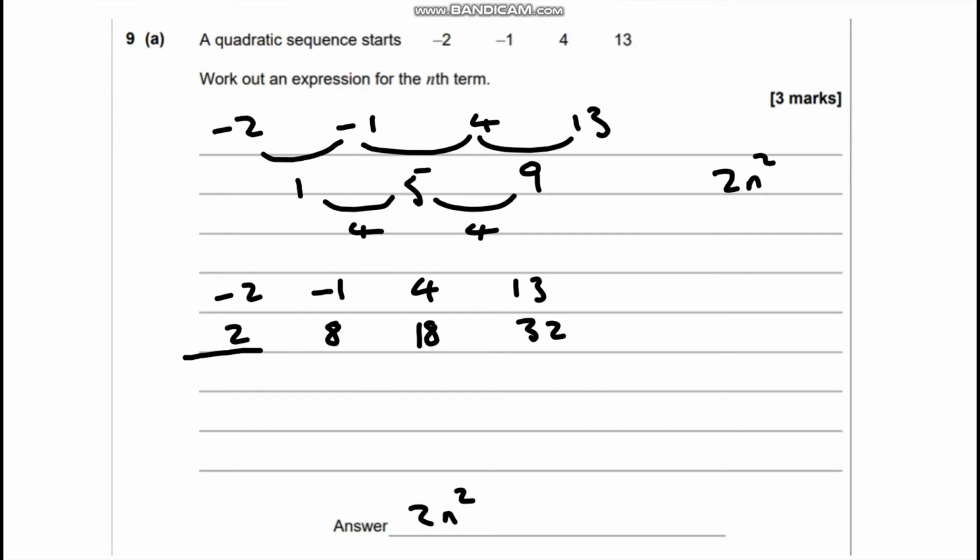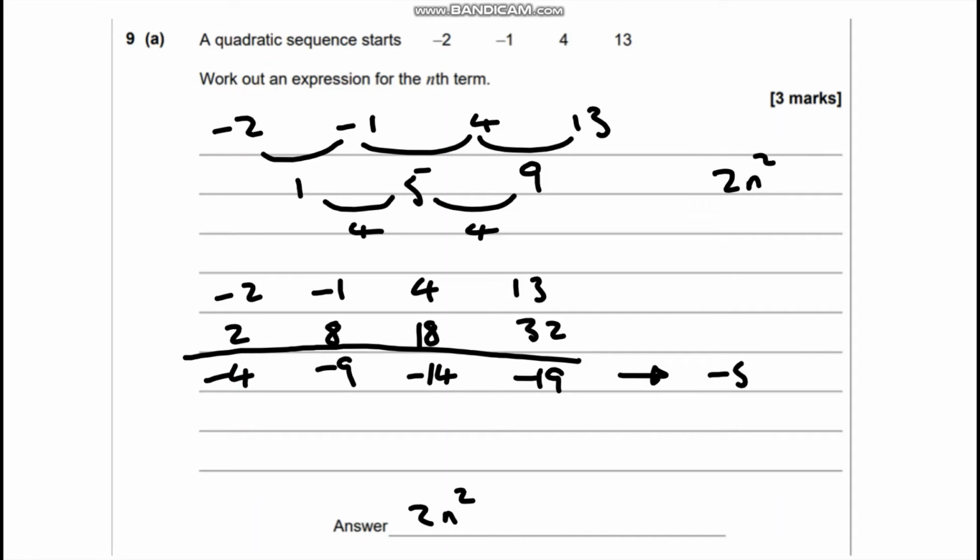And I'm going to do a subtraction. So -2 take away 2 is -4, -9, -14, and -19. Now we're going to work out the nth term of this sequence.